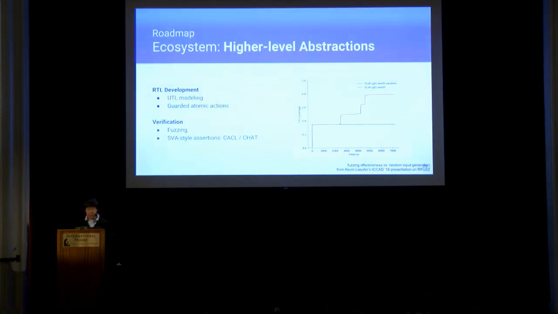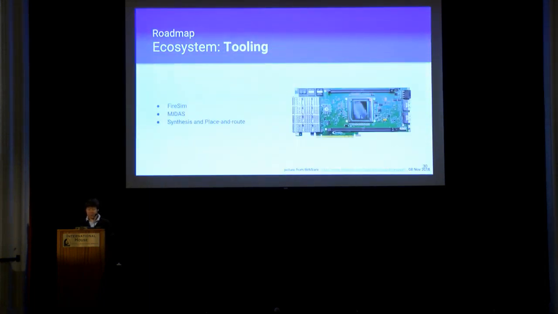And while Chisel provides a tried and true low-level RTL abstraction, other abstractions can be more productive for certain applications. There's research into building a UTL transaction layer or providing support for guarded atomic actions on top of Chisel. And on the verification side, there's also work into fuzzing to maximize test coverage, as well as SystemVerilog style assertions. And Chisel is just a part of a larger ecosystem of tools needed to build a chip. There's been some work on downstream tools as well that operate on Chisel output, including FPGA accelerated simulation tools like FireSim, or even synthesis and place and route.